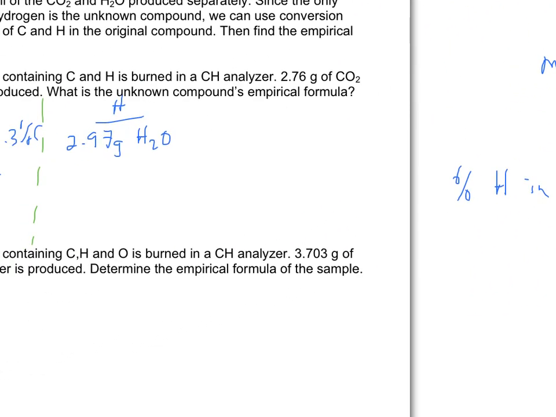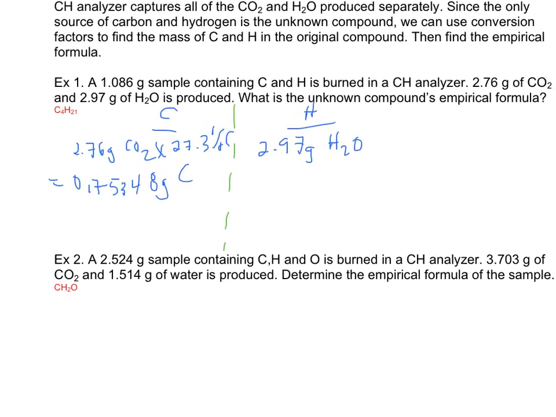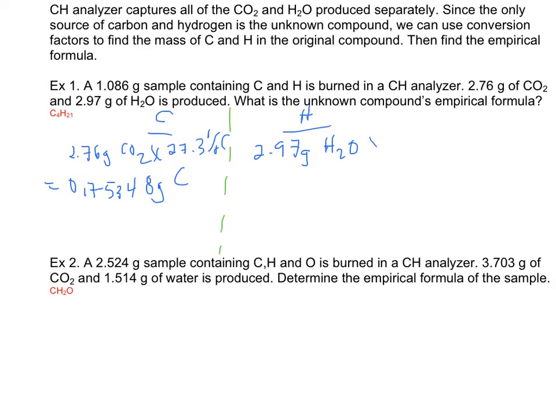I can use that information to change my grams of water into grams of hydrogen. That's how you achieve step 1 for a CH analyzer. I now have the grams of carbon and the grams of hydrogen, the grams of each piece of my formula. Step 2 is to change this into moles. I divide each of these by their molar masses.